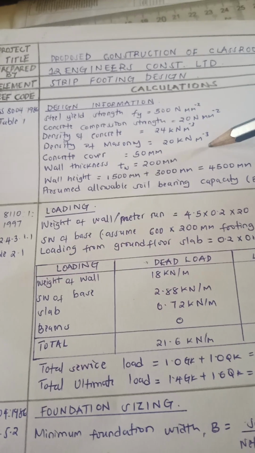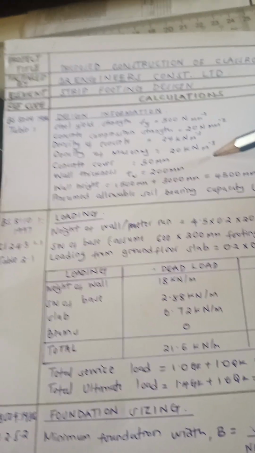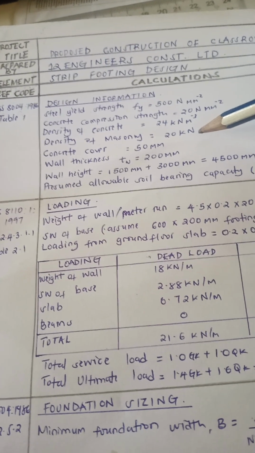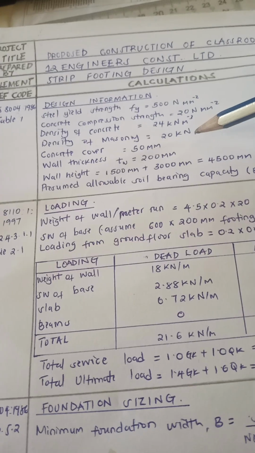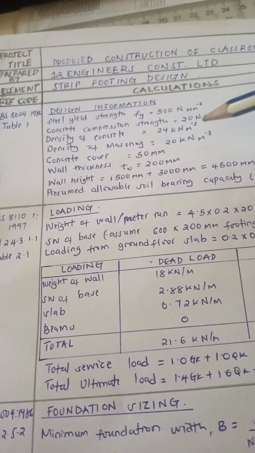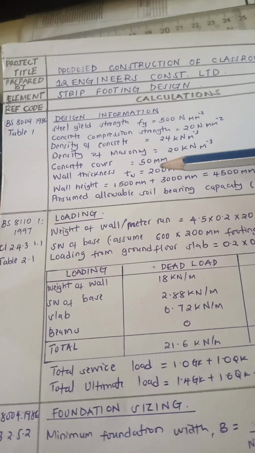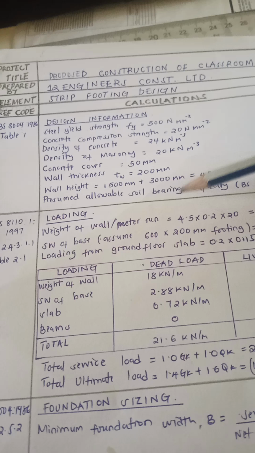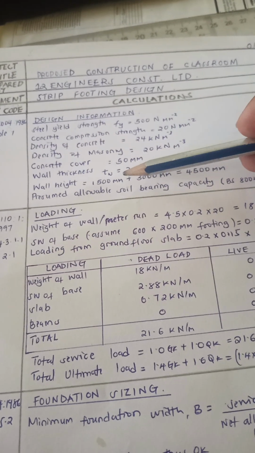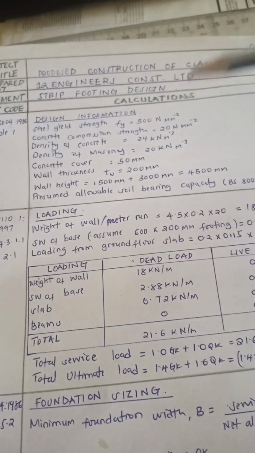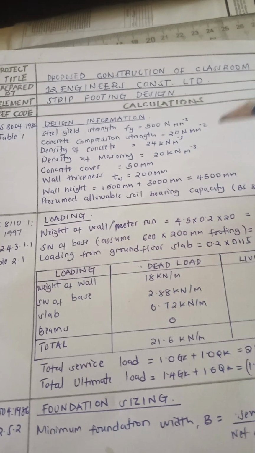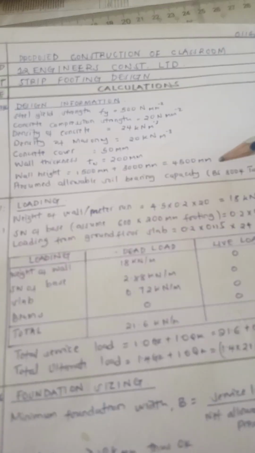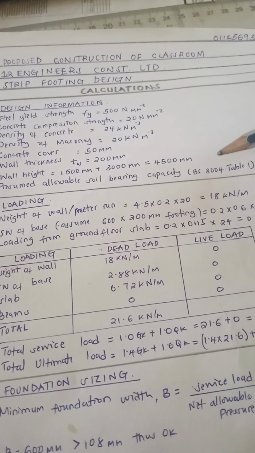Concrete cover. Concrete cover with reference to BS 8110 provides values depending on the exposure conditions. So at this point, we'll be using 50 millimeters. The wall thickness, of course, 200. Wall height for foundation was 1500 millimeters plus the 300 millimeter height for the load bearing wall, giving a total of 4500 millimeters. Then we come to the presumed allowable soil bearing pressure.